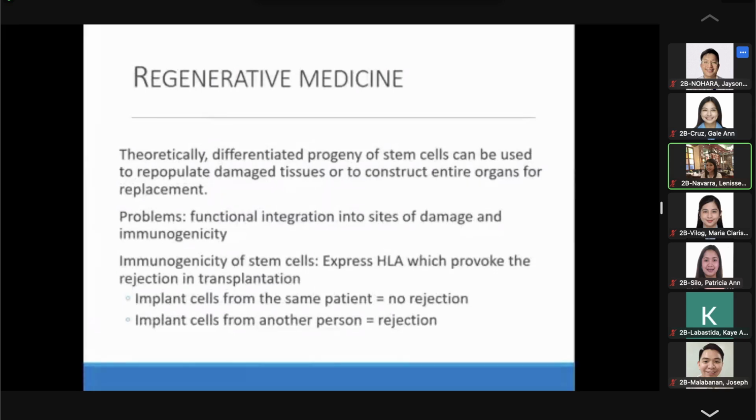Most adult and embryonic stem cells express the human leukocyte antigen, or HLA, which provokes rejection in transplantation. So if the implanted cells are from the same patient, usually there's no rejection. But if the implanted cells are from another person, there is the possibility of rejection.